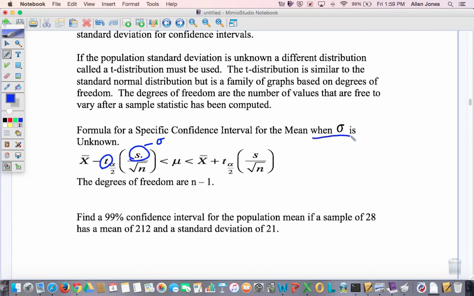If our population standard deviation is not known, we substitute our sample standard deviation, s, and use a different table, and again that table is table F. One note on that, table F is based on something called degrees of freedom. Degrees of freedom are sample size minus 1. So whatever our sample size, we go down the left-hand column to our degrees of freedom. You'll see that column on the table.